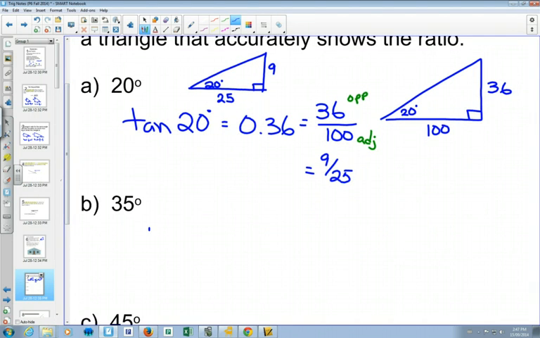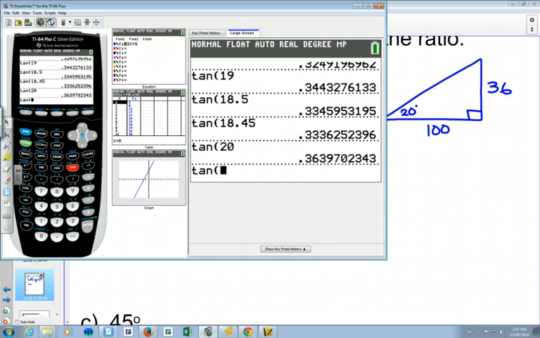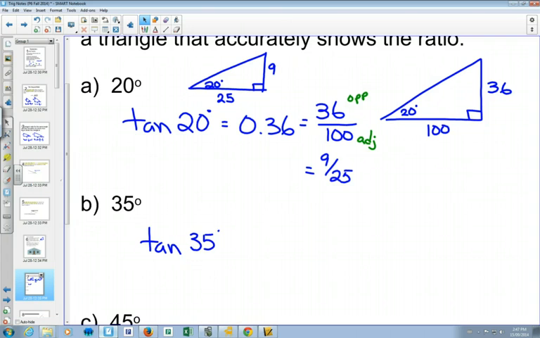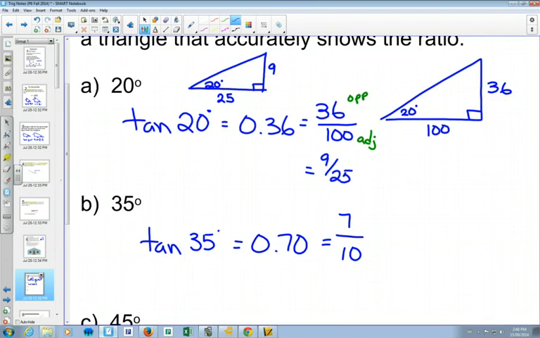Second example, tan of 35. Go to our calculator, tan 35, decimal 7, to the nearest hundredth, I guess, would be 0.70. What is that as a fraction? Seven over 10.